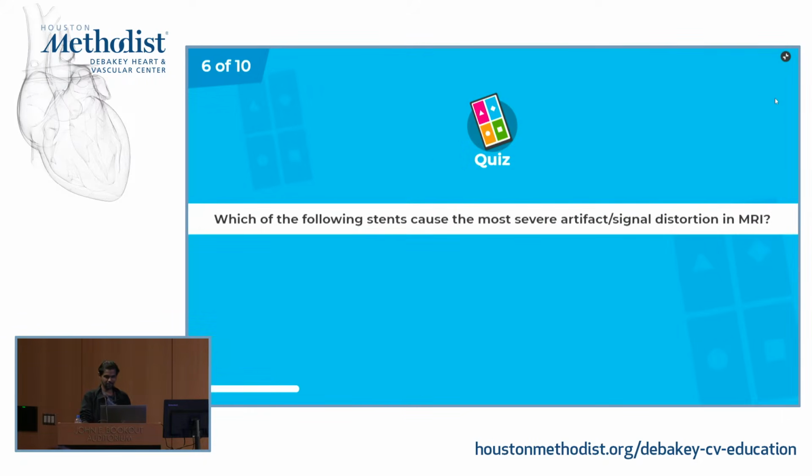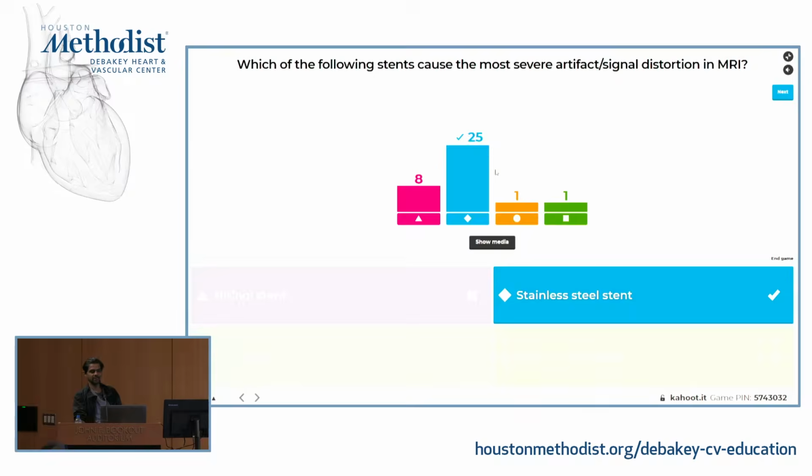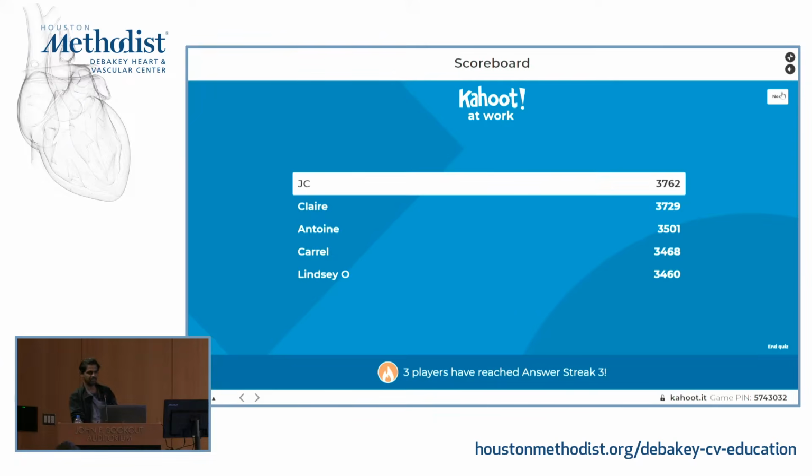Okay, we are past halfway. So which one of the following stents, so this is an MRI question, caused the most severe artifact or signal distortion in MRI? So this is actually from one of our cases. You see the huge signal void, so usually it's from stainless steel.